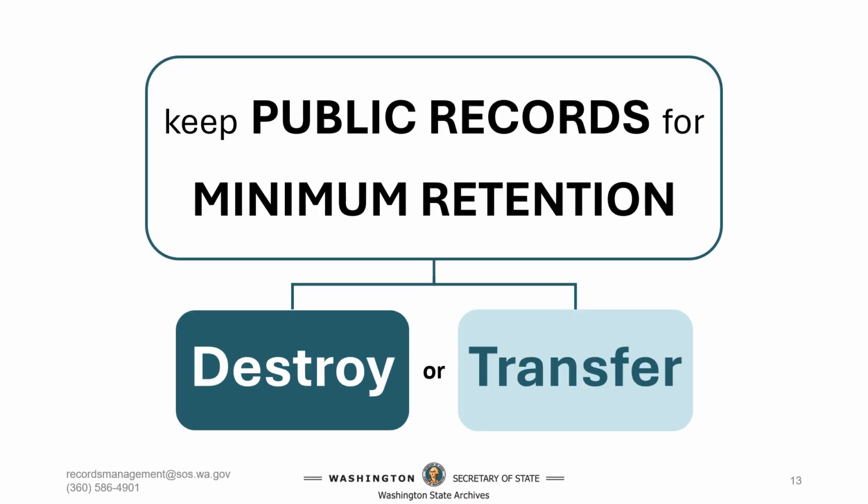This is the main thing that we want you to understand about retention. Your responsibility is to keep your agency's records for the minimum amount of time listed in the retention schedule, and then either destroy them or transfer them to the Washington State Archives for preservation or appraisal. Please keep in mind that there are only two agencies authorized to be legal custodians of your records. That's your agency or the Washington State Archives. You can't transfer records to an individual, a library, a historical society, or anything like that. And you can't allow staff to keep records as personal possessions.